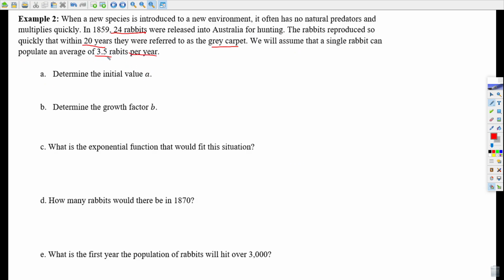Now, a lot of people think that's crazy, that you can have 3.5 rabbits per year, because there's no 0.5 rabbits. But remember, this is an average. So that would be like one rabbit has three babies. Another rabbit has 4 babies. The average of that would be adding them together and dividing by 2. So that would be 7 over 2, which is 3.5. So you can have decimals when you have averages. You're adding together the whole number of rabbits divided by the number of parents, the moms. You get 3.5. So don't get freaked out by 3.5 here.